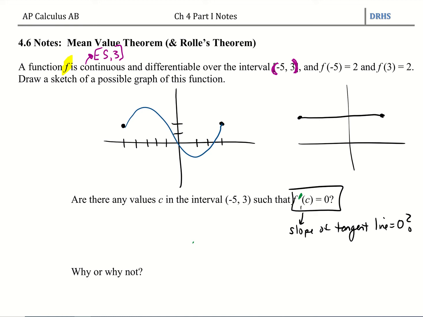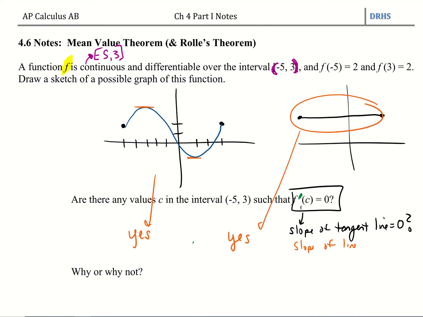Well, let's look at the first one. Yeah, we have a couple spots here. Maybe right here. There's a spot and there's a spot. So according to this first one, yeah, we've got two places, two values of c, where I don't know exactly where they are, where f prime of c equals 0. How about this next one? Actually, because this is a straight line, f prime of c is the slope of not just the tangent line, but it's the slope of the actual line. And that actually equals 0 everywhere. So that's also a yes.